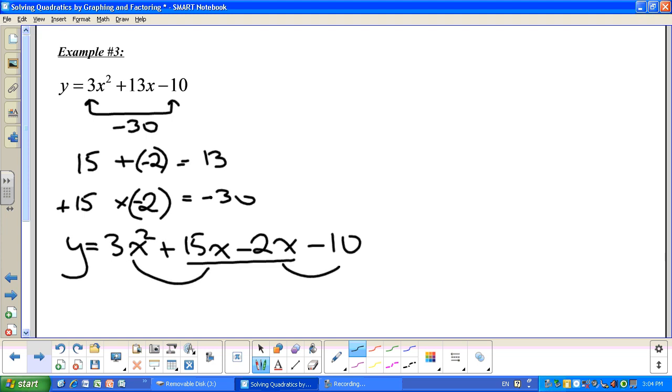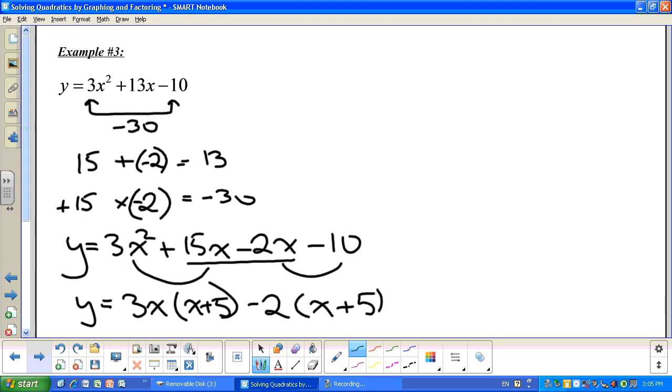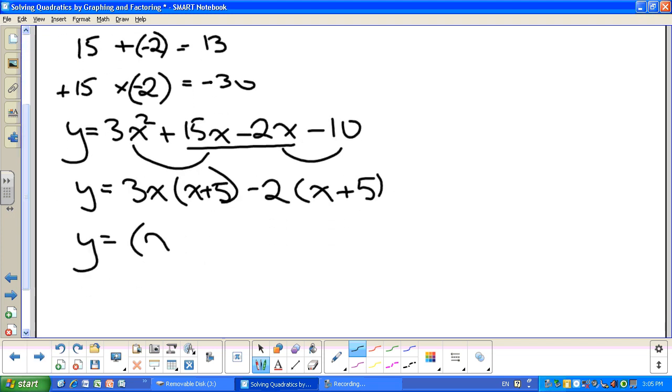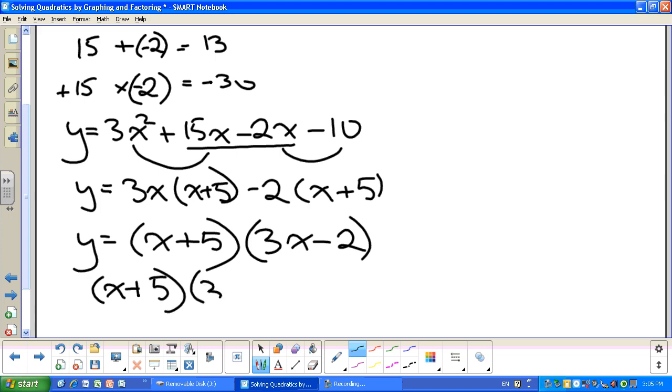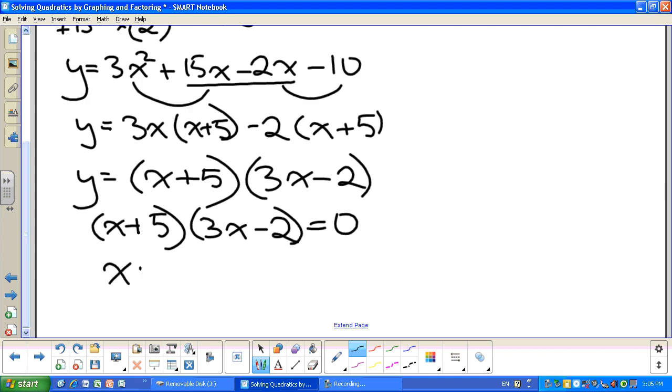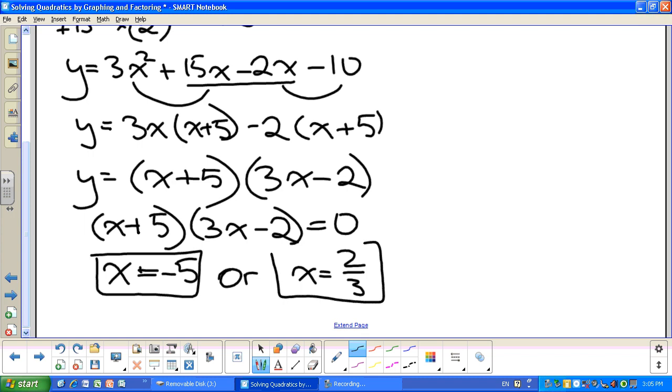We've done that so many times. Look how fast I am now. 3x times x plus 5, minus 2 times x plus 5. That's correct. Lucky again. x plus 5 is a common factor from my two terms. Done. What do I want? That's my function, so I need my equation, and that means your y value will be 0. You will solve that equation by factoring. x equals negative 5 from the first one, or x equals 2/3 from the second one, and we'll keep it as it is. Two solutions, two x-intercepts. And we are done.